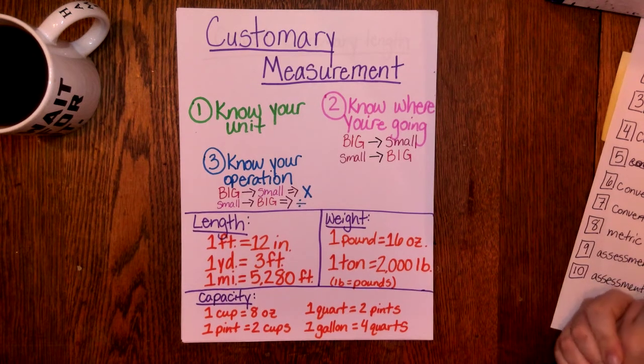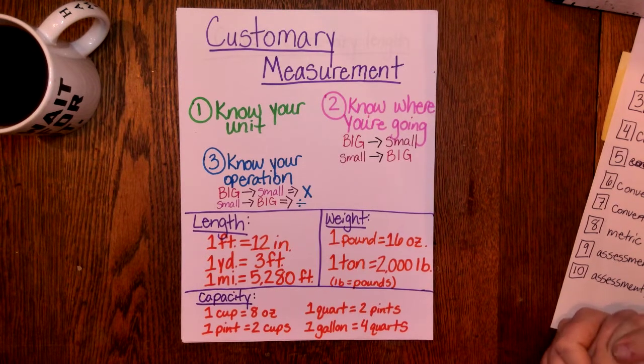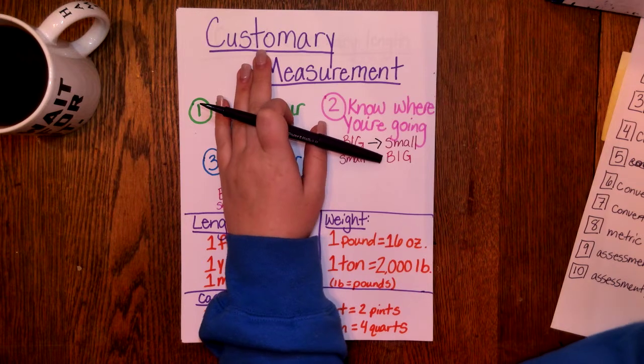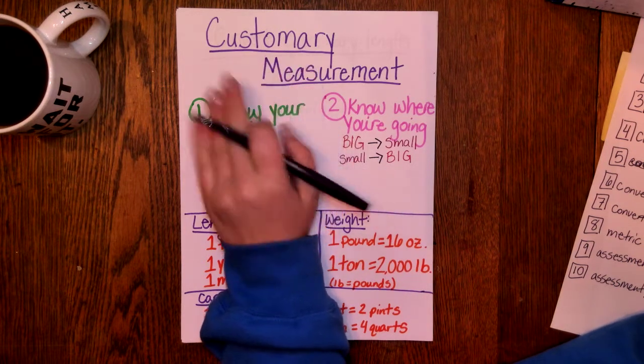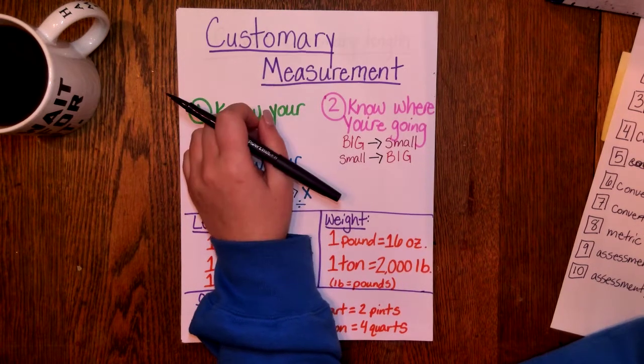All right, we are going to start our unit on measurement. We're going to have two different types of measurement. We're going to talk about customary measurement, and then we're going to talk about metric system. The United States uses the customary system, so we're going to start with this one.